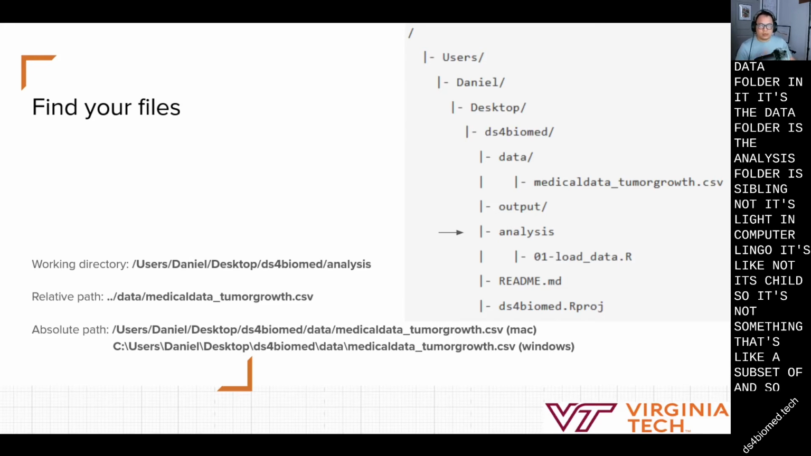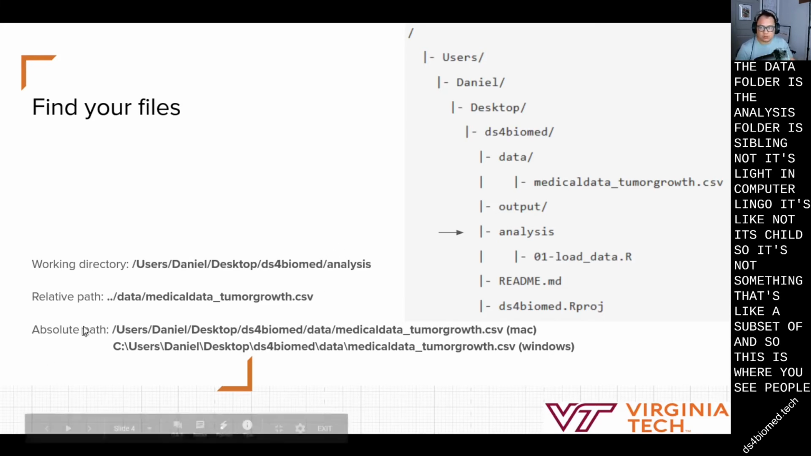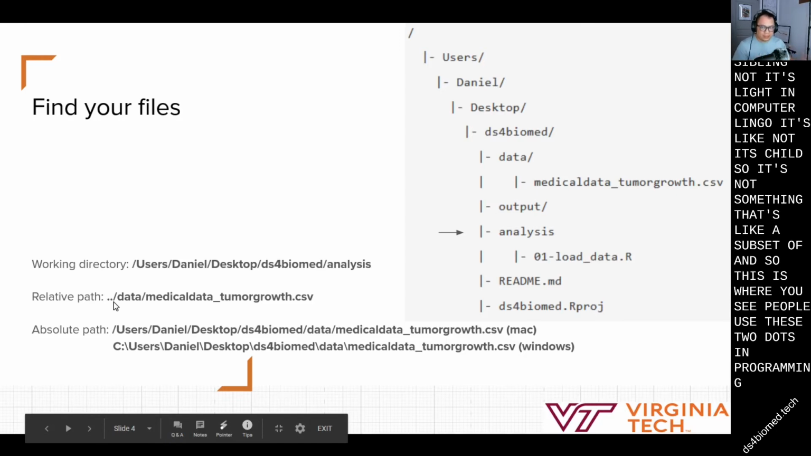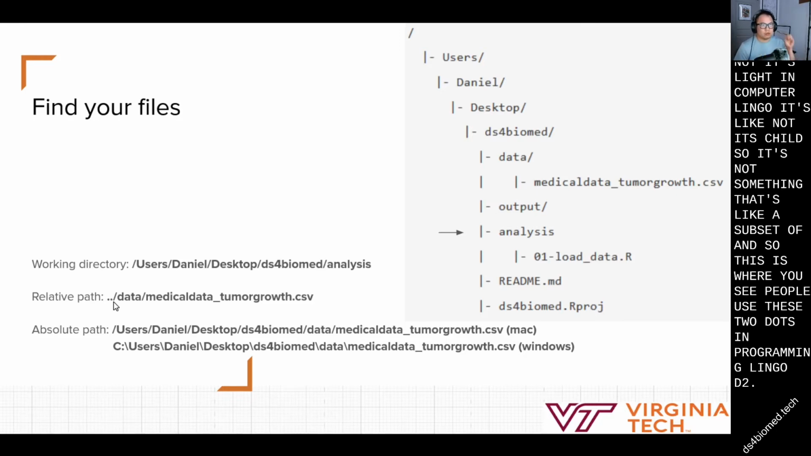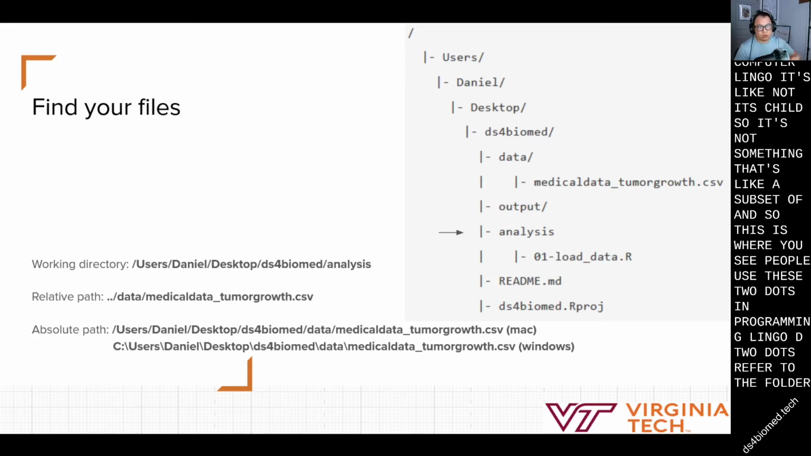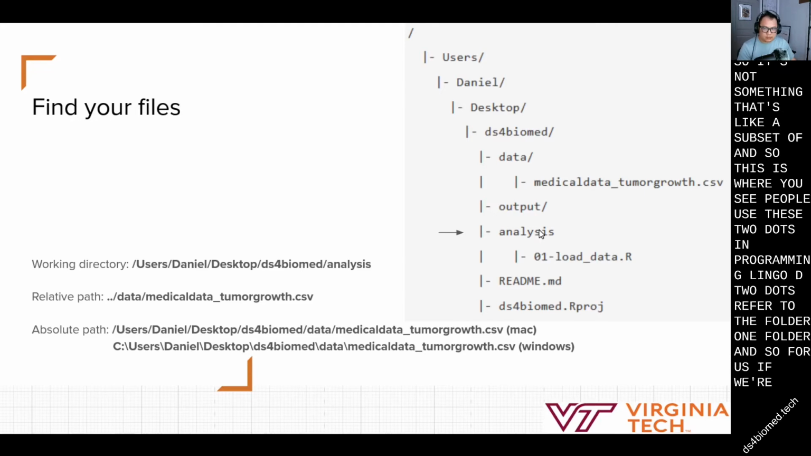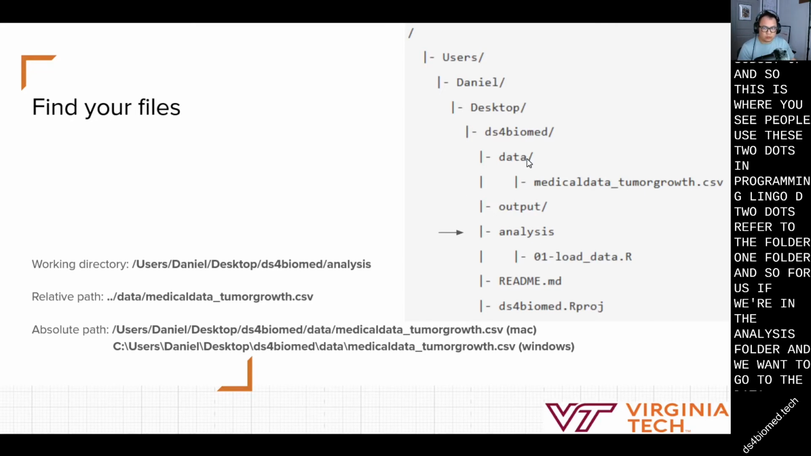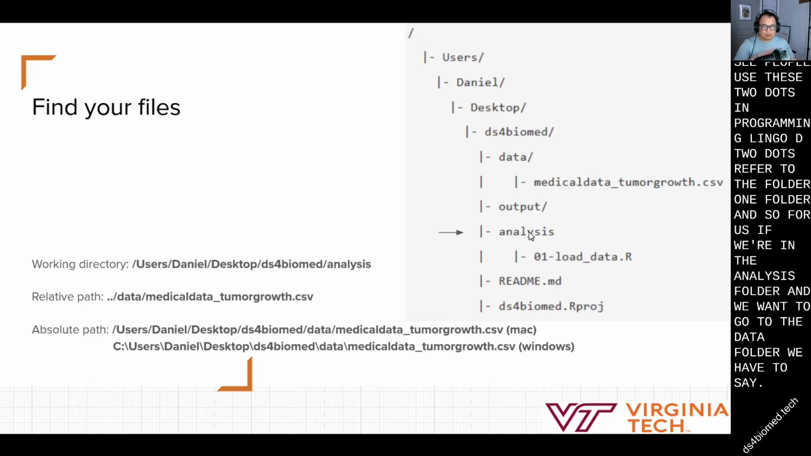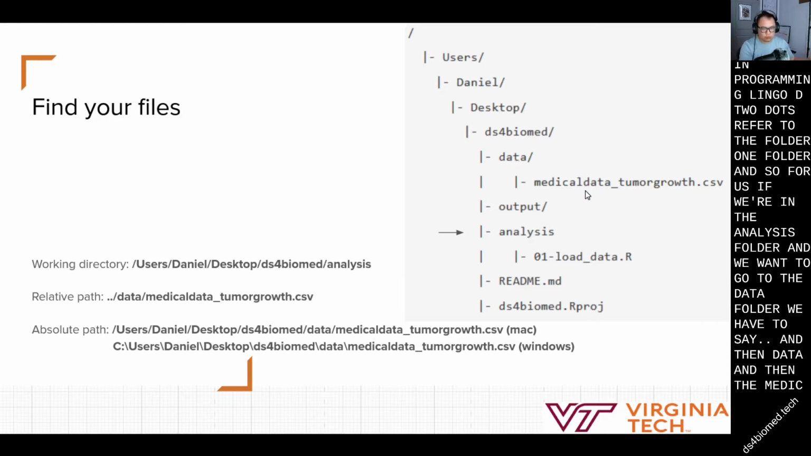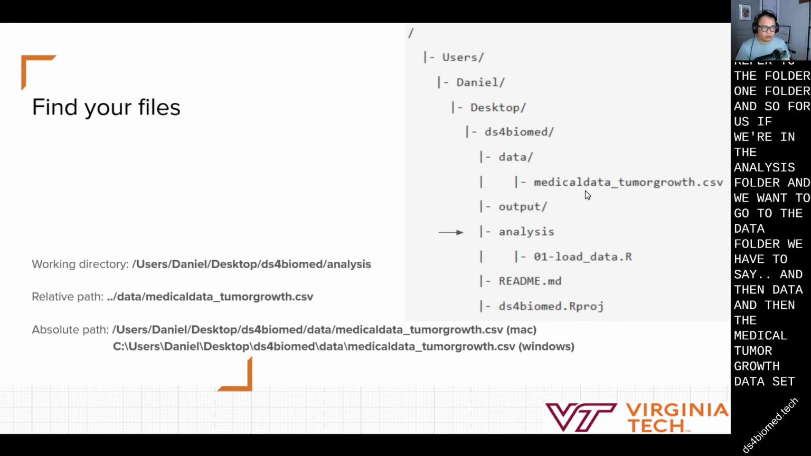And this is where you see people use two dots. In programming lingo, the two dots refer to the folder one level up. So for us, if we're in the analysis folder and we want to go to the data folder, we have to say .., and then data, and then the medical tumor growth data set. And that's how we can refer to it.